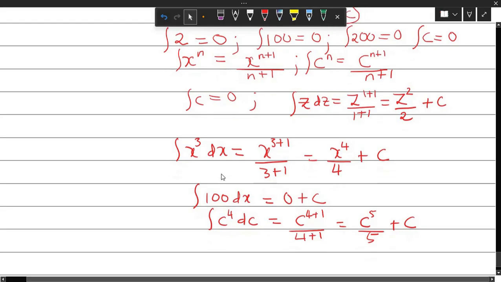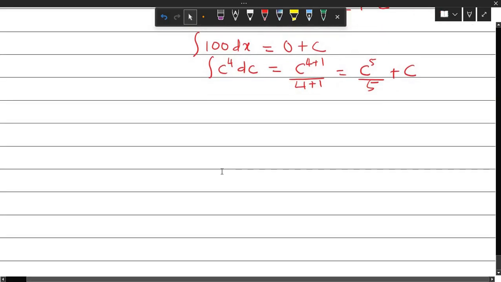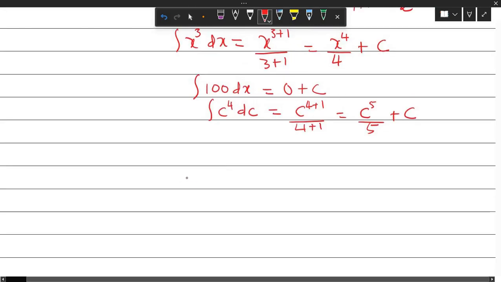Okay, so now let's take an example where you have limits. Okay, so when you have limits, so let's say I tell you to integrate from 0 to 1, then x squared dx.